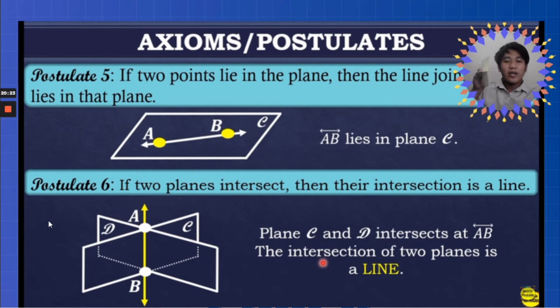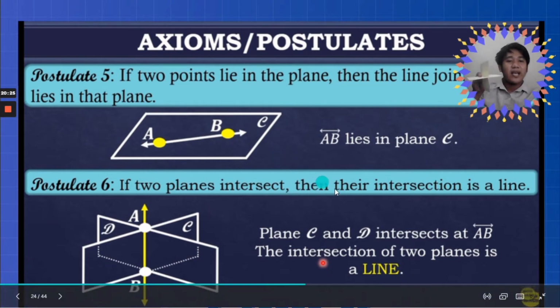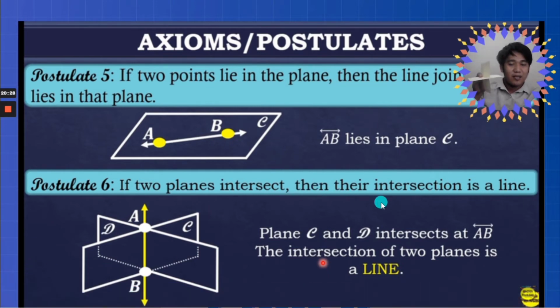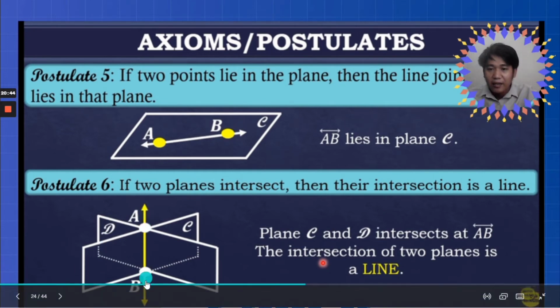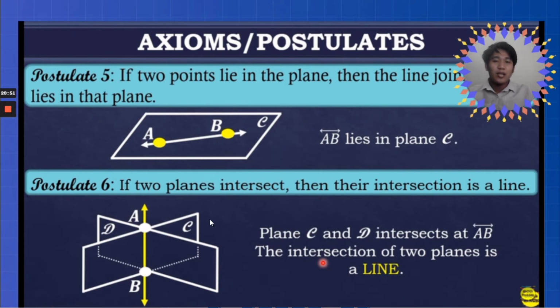What we are talking about here is that when they intersect, their intersection is a line. Where do they meet? Here. They meet here, and this is a line. Do you agree that this is a line, their intersection? Yes. This is the line of intersection of two planes. How about if two lines intersect? What do we call that? A point. Very good. Let's continue. That is postulate number 6.